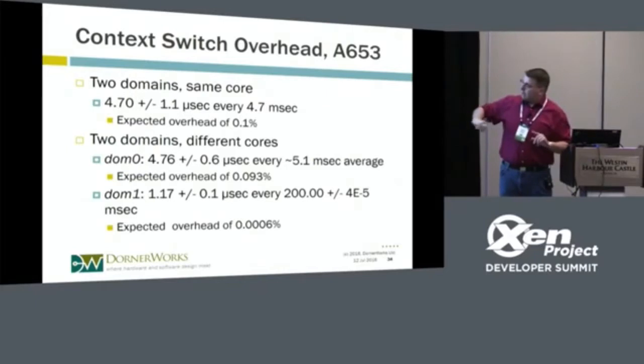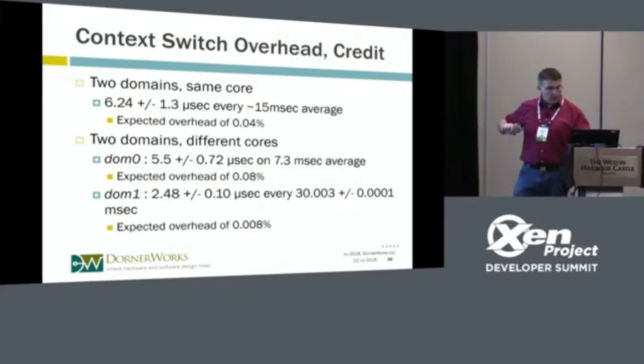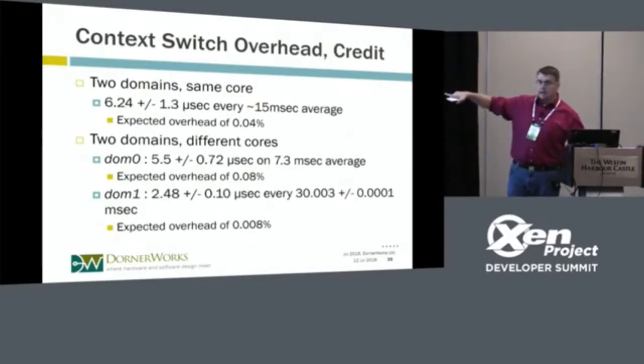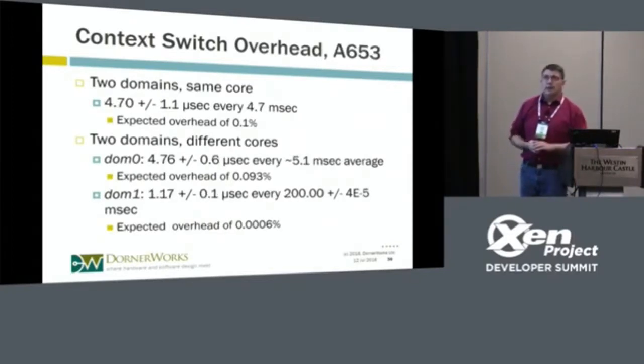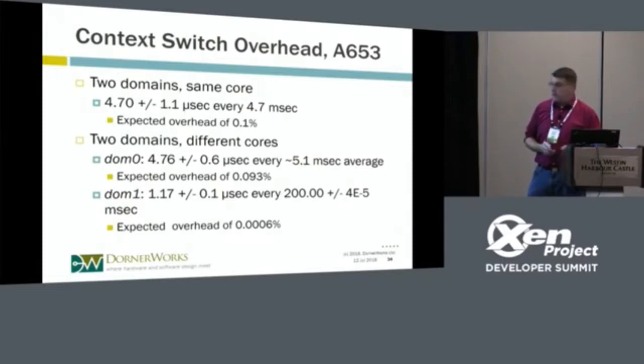Now, a little caveat, back up a slide. For the credit scheduler, we're using the default time slice of 30 milliseconds, and for the Xilinx 653, we're using a major frame of 200 milliseconds. So major frame, that's approximately how frequently the scheduler should run.